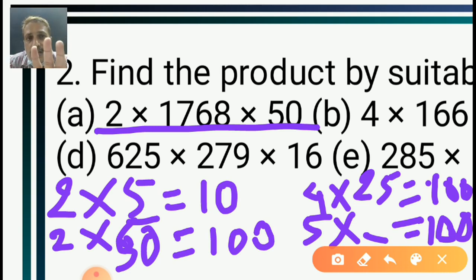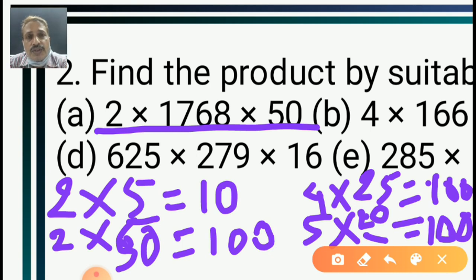5 students are there. They have to bring equal money and make it together 100 rupees. How many rupees does each one have to bring? Yes, you are right. 20 rupees. 20 into 5 gives us 100. Yes, students. So here you find 3 formulas to make a number into 10 or 100. 2 into 50, 4 into 25, 5 into 20, which all give us 100.